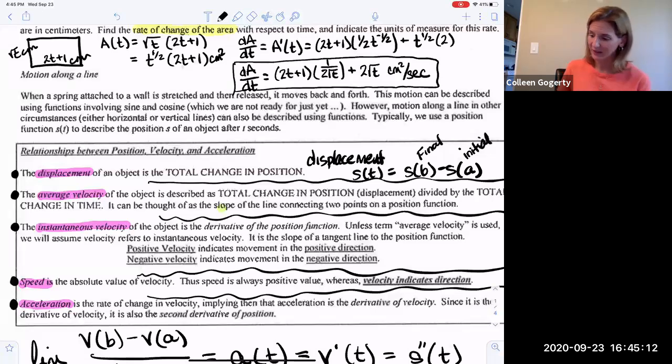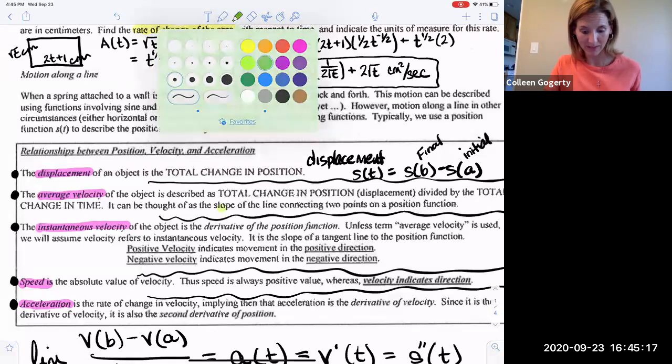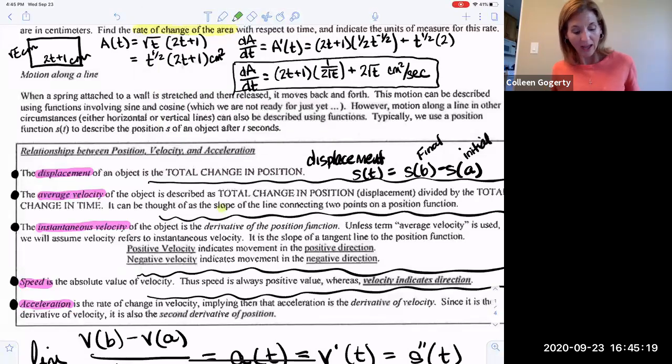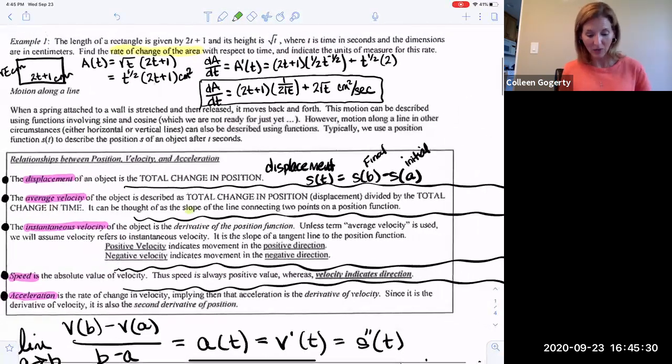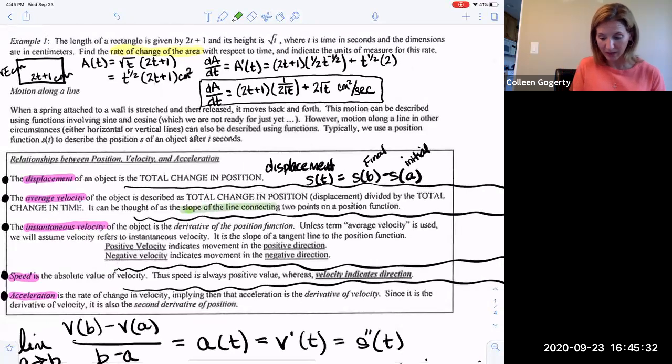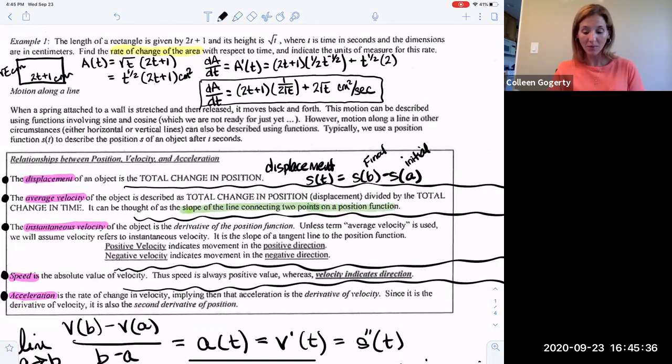Okay, average velocity. This is where it's going to be very important to start pointing some things out to you guys. Average velocity of an object is described as the total change in position, which is displacement, divided by the total change in time. It can be thought of as the slope of a line connecting 2 points on a position function. More importantly, what we're describing here is the slope of the secant line, right?